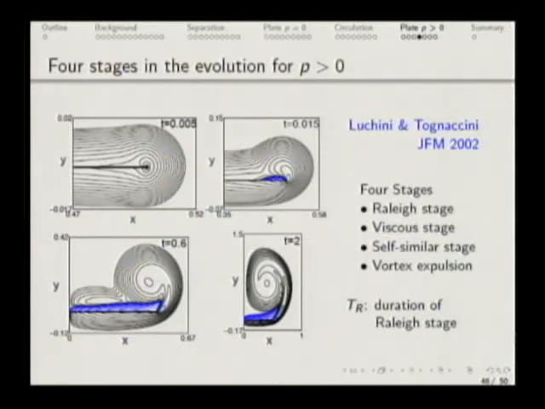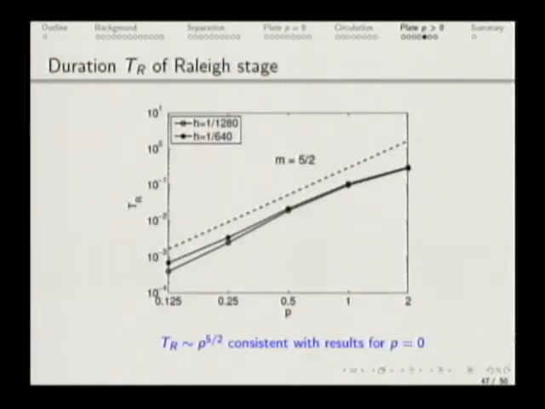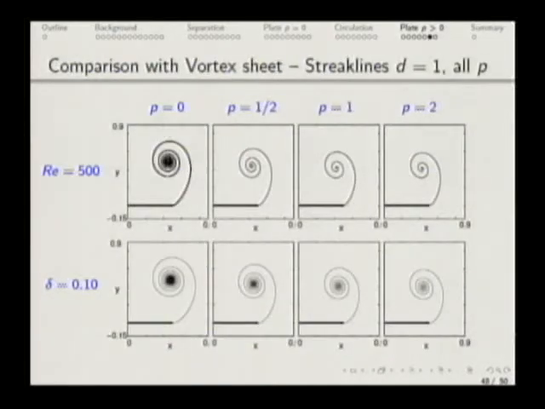So I'm interested in this one because I didn't see that for p equal to 0. And I look at the time of this so-called Rayleigh stage, TR, and as a function of p, it scales surprisingly well like p to the 5 halves, which is consistent with our results for p equal to 0. So this thing grows in time, which may account for a delay in the separation that is consistent with what we're seeing in the comparison with experiment.